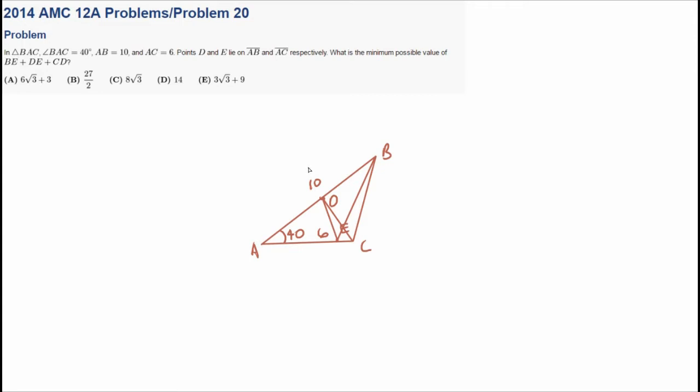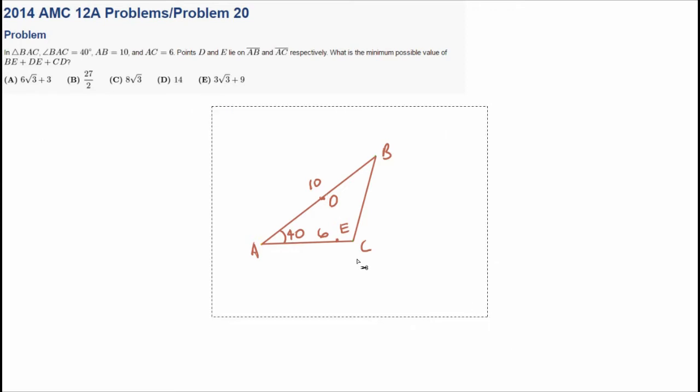Okay, when you run into a question like this, where you have to find the minimum possible value of a certain distance between these points, you usually want to actually try reflecting. You want to try reflecting the shape, and I'll show you why. So for now, let's not draw that line, so it won't get too messy, and let's reflect the shape across AB.